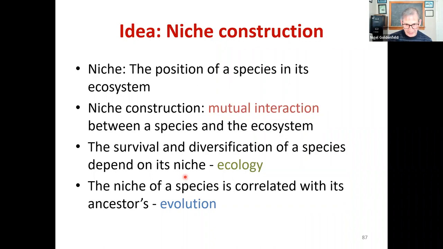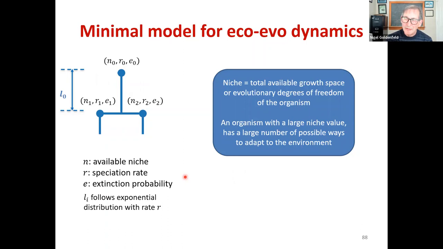So we're going to make a minimal model, a laughably minimal model of eco-evolutionary dynamics to try to capture at very large scales what we see happening in these phylogenetic trees. So here we start off with nodes, and we're going to associate three numbers with these nodes. One is the available niche, one is the speciation rate, and one is the extinction probability.